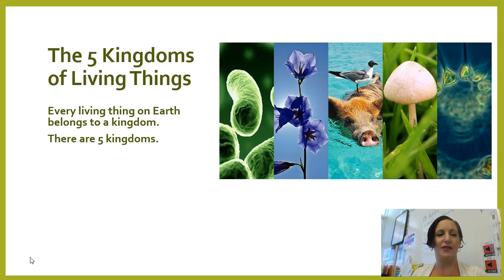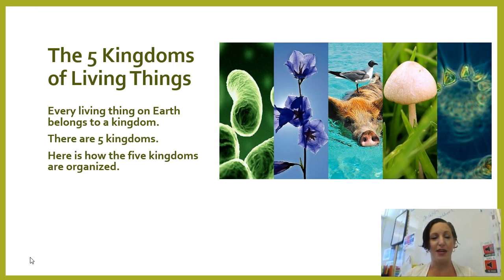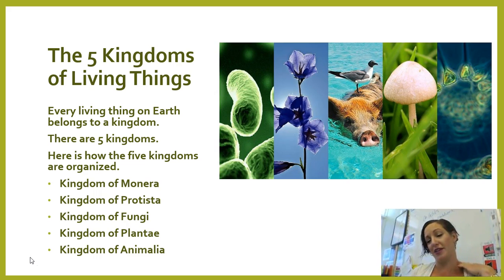So here's the 5 kingdoms of living things that he described. He actually started off with just the kingdom of plants and animals, but as microscopes were invented, they were able to discover smaller organisms. So the kingdoms were expanded to include 5. Here's how the 5 kingdoms were organized.